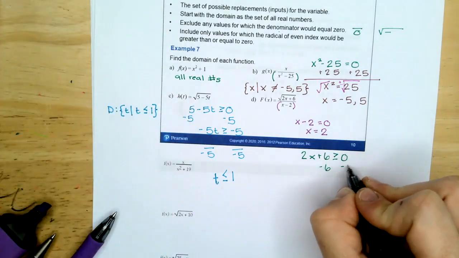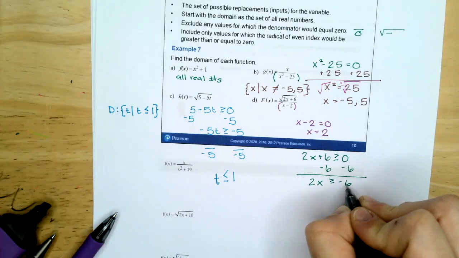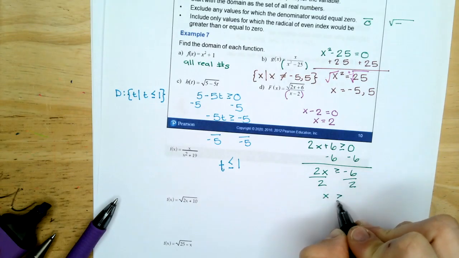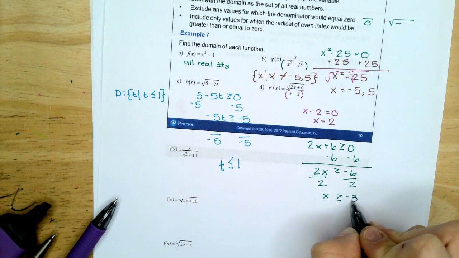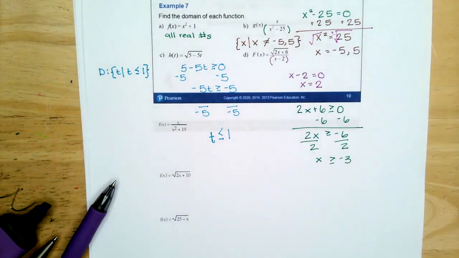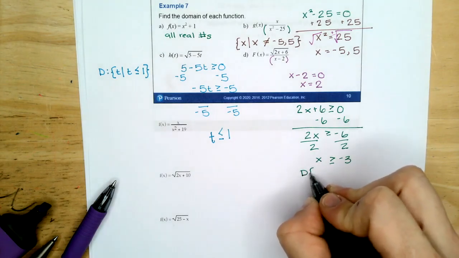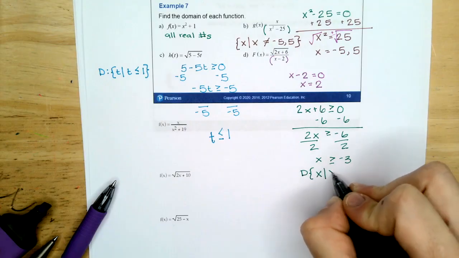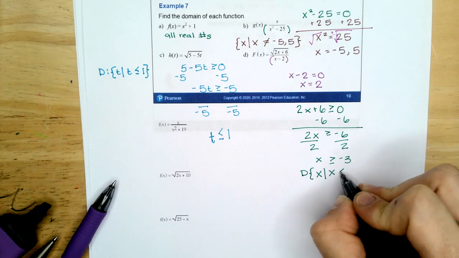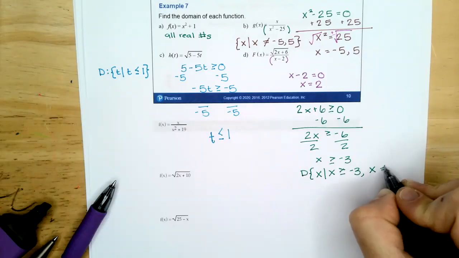So I'll subtract 6. 2x is greater than or equal to -6. Divide by 2, divide by 2. X is greater than or equal to -3. You don't change the sign if that one's negative, only if the one you're dividing by is negative. Good? So here, it's a hard one, but the domain is x such that x is greater than or equal to -3. X cannot be 2.